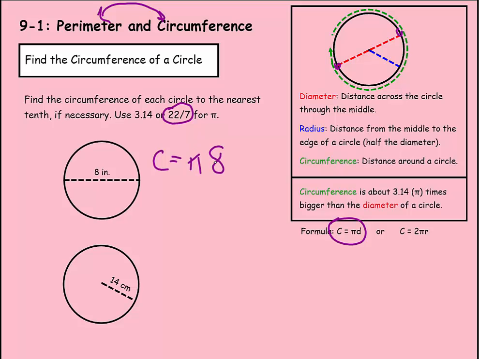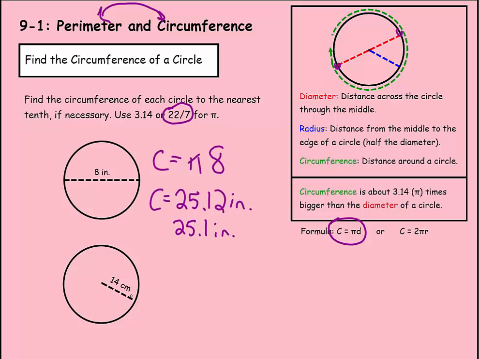Let's use 3.14 this time. 3.14 times 8 equals 25.12. So that would be our circumference. And that's going to be in inches. Since I need to round this to the nearest tenth, that would give me 25.1 inches.